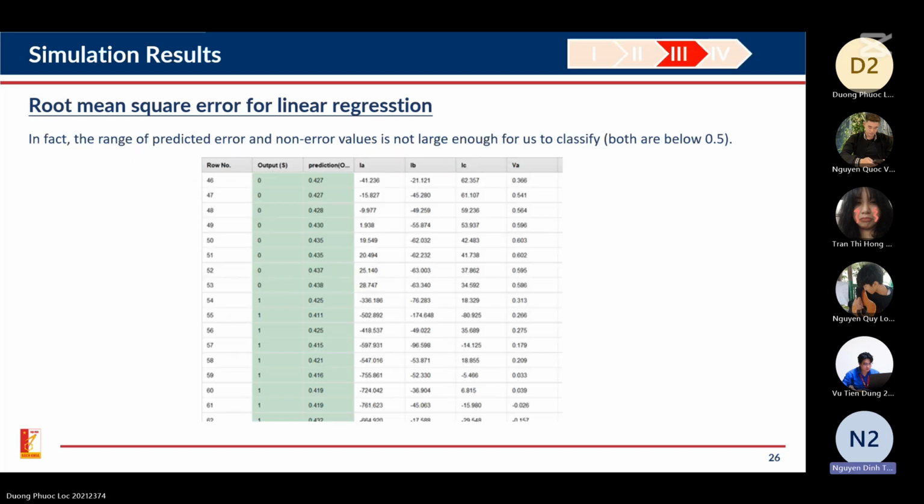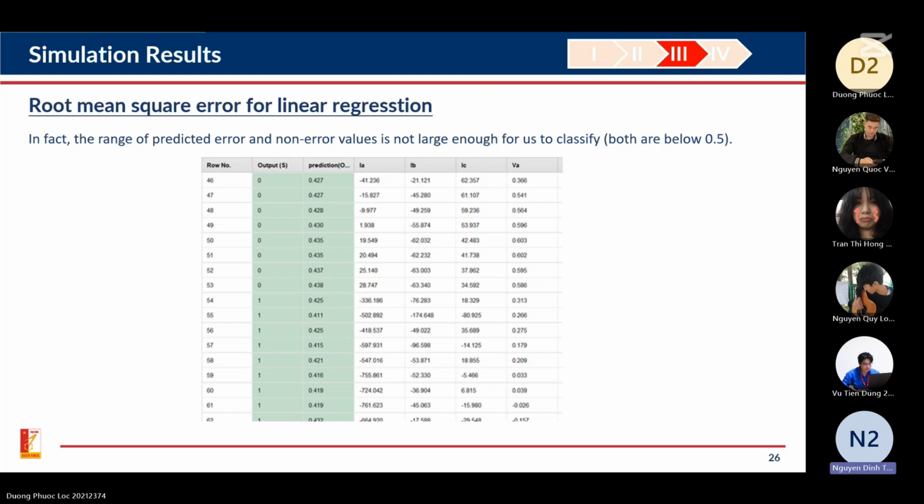Here is about the results. You can see, in fact, the range of predicted error and non-error values is not large enough for us to classify both 0 and 1 below 0.5.